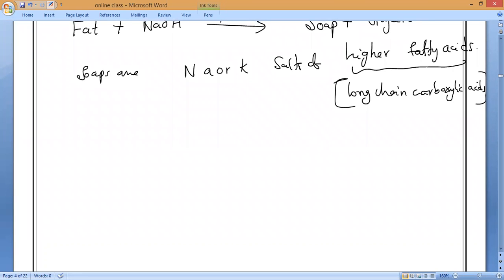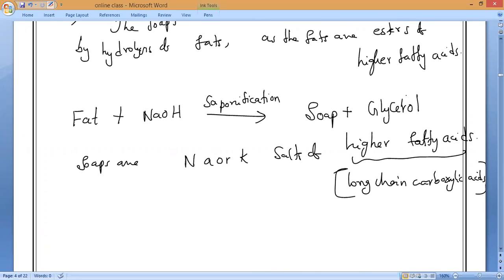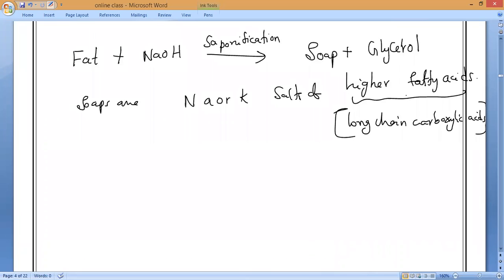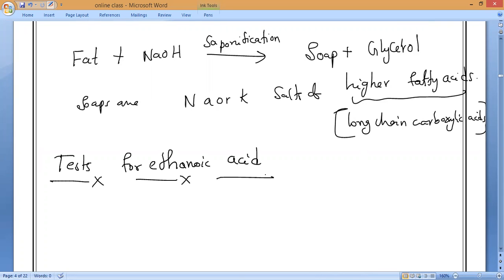Now, these are the 6 reactions which you need to learn regarding ethanoic acid. Now, after this, you have to go for tests for ethanoic acid. What is the test for ethanol? Anybody can tell me 2 tests we can do for ethanol. Sodium test, with sodium metal. Formation of ester. What is a common test for both ethanoic acid and ethanol? Formation of ester.